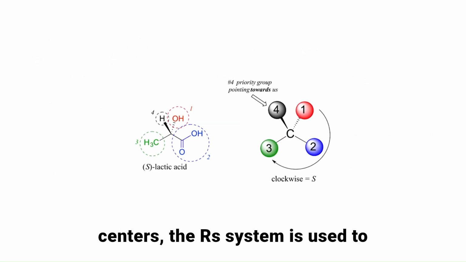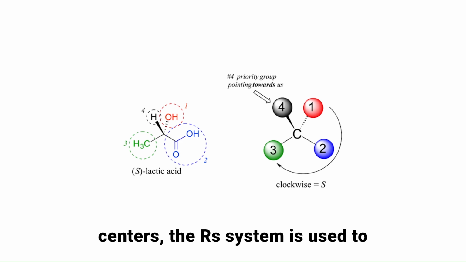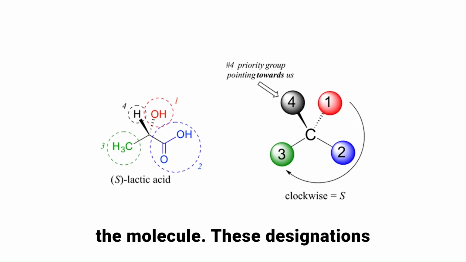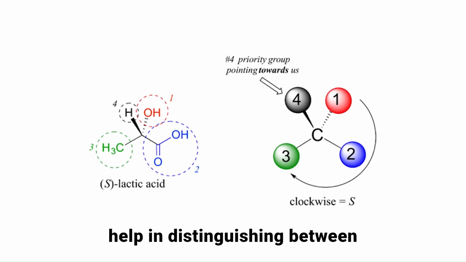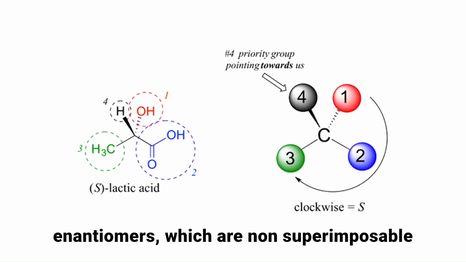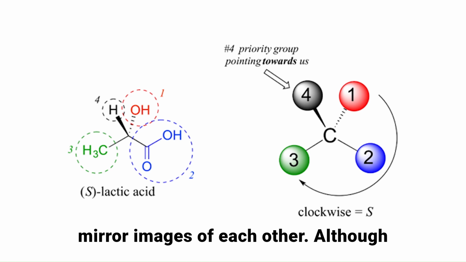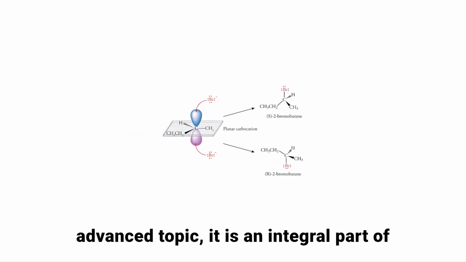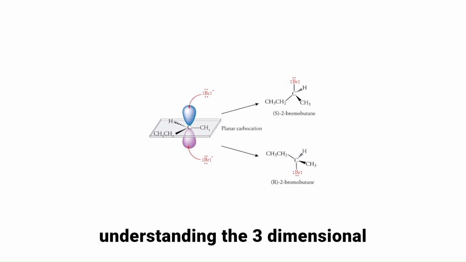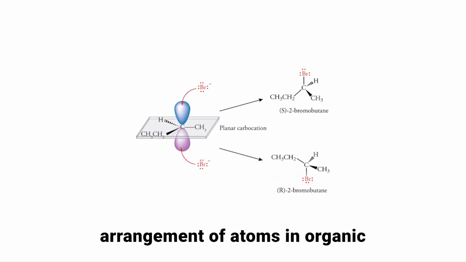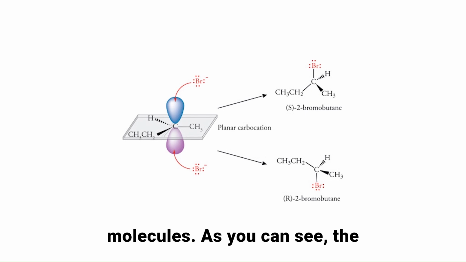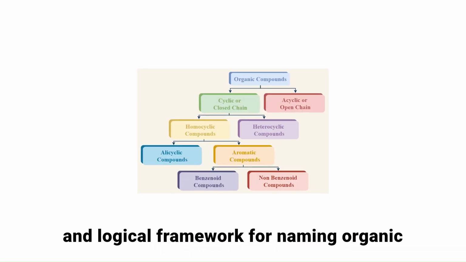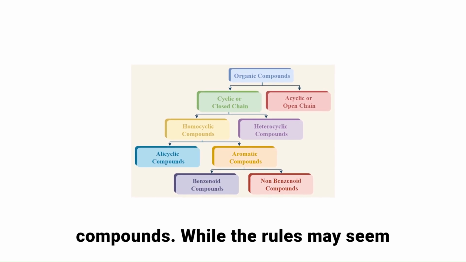When dealing with chiral centers, the RS system is used to describe the absolute configuration of the molecule. These designations help in distinguishing between enantiomers, which are non-superimposable mirror images of each other. Although stereochemistry might seem like an advanced topic, it is an integral part of understanding the three-dimensional arrangement of atoms in organic molecules. As you can see, the IUPAC system provides a comprehensive and logical framework for naming organic compounds.